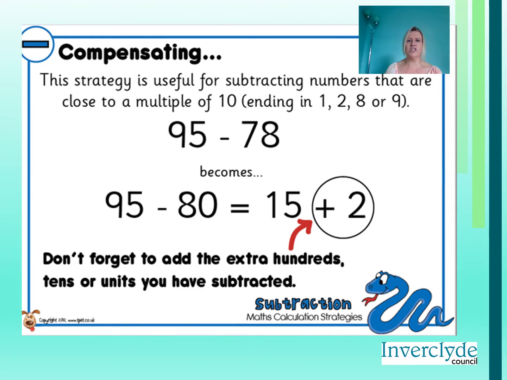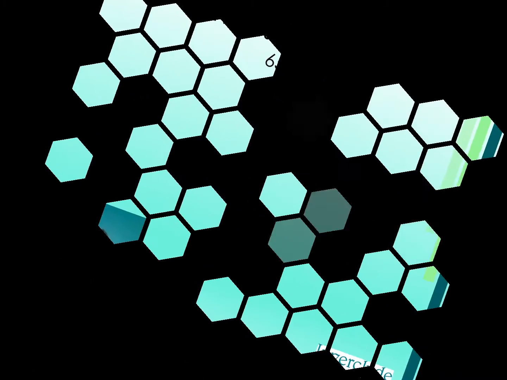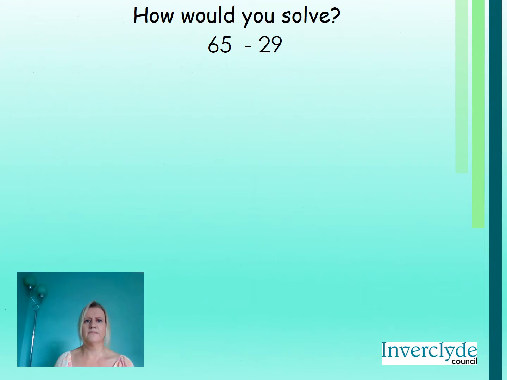Just like the bridging strategy, the compensating strategy requires us to think about what we need to do to reach a multiple of 10 or 100. How would you solve this subtraction calculation? Pause the video here, get your empty number line ready and give it a go. When you have finished, come back and we'll compare what we did.